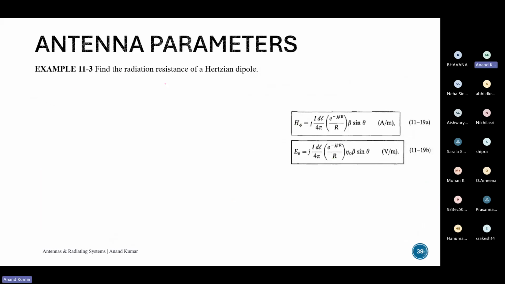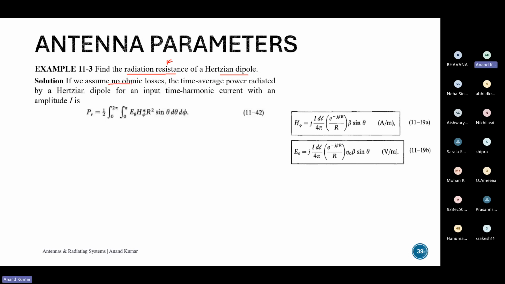So let's solve this example and then we can end today's class. Over here, the problem is to find the radiation resistance of a Hertzian dipole. And to solve this, we'll end up calculating a whole lot of terms, which is good for us to see how to solve problems or how to calculate these parameters.